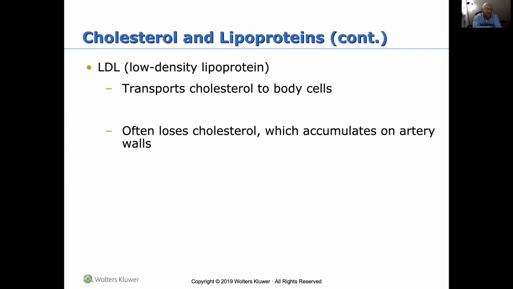So that's why, when you get a cholesterol count, you don't want your LDL to be an extremely high number. The higher that number is, the more chance you have of accumulation on your artery walls.